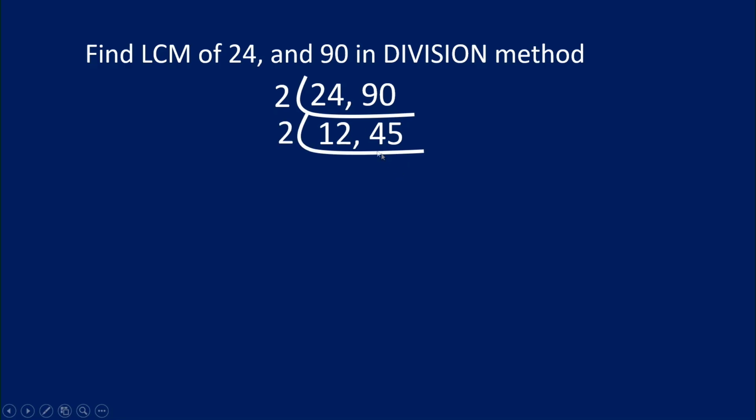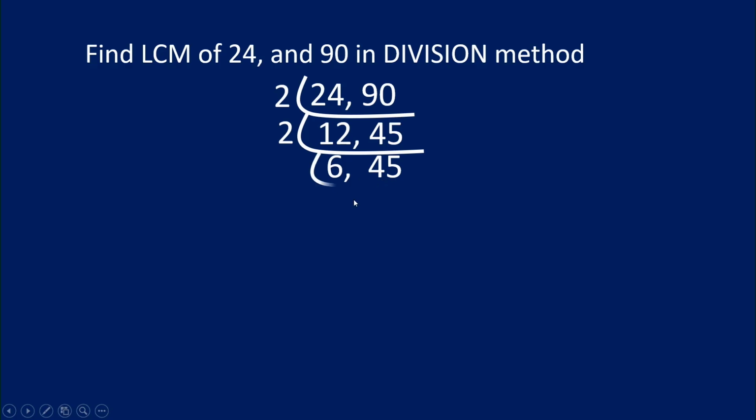Now divide these two numbers by 2 here. First number is 12 here. Once it is divided by 2, we should write the answer here. The coefficient is 6 here. 45 is an odd number. We cannot divide this by 2. Hence we need to write it as it is.